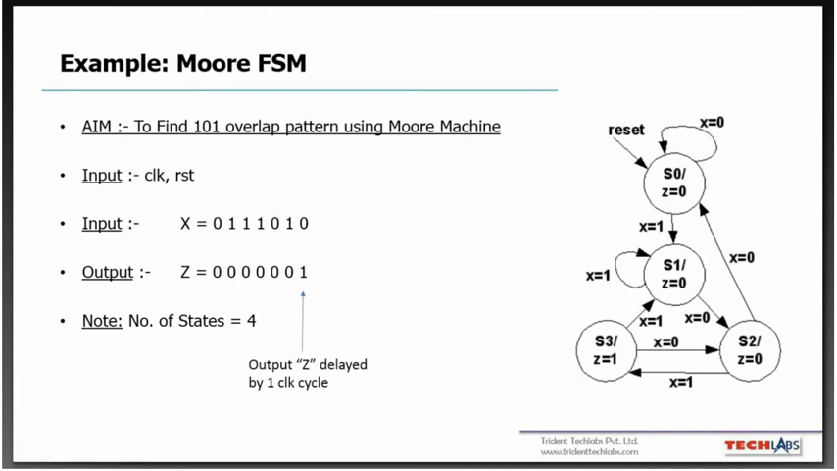So this is the input we are getting, but the output z is all zeros except at the last stage where you will get 1, because the pattern 101 is found only at the last stage. After 101, only then are you going to get the output 1. The output should have been instantaneous, but it is delayed by 1 clock cycle. That is the main disadvantage of the Moore state machine. That can be overcome in Mealy FSM. We'll look into why it got delayed and how Mealy can be better than Moore finite state machine.